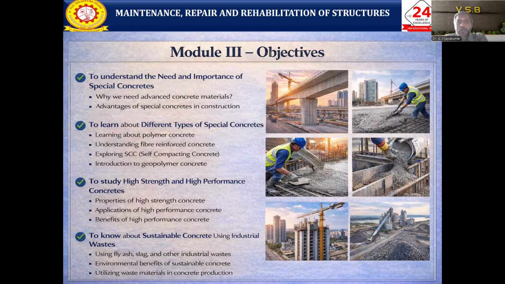The second objective is to learn the different types of special concrete. We have already discussed the types: polymer, fiber reinforced concrete, self-compacting concrete, geopolymer concrete, high performance concrete and high strength concrete. These are all the different types of concrete. Here we are going to discuss the properties of these special types of concrete and their advantages and disadvantages.